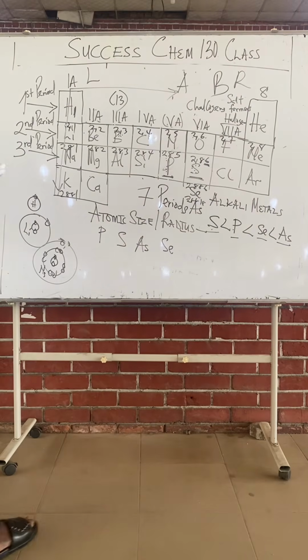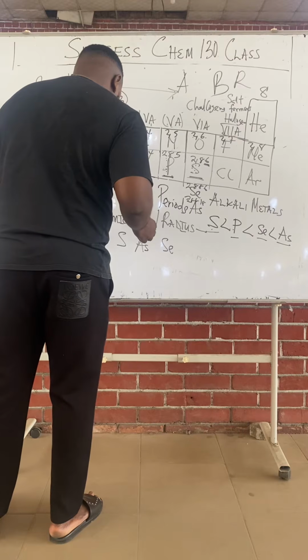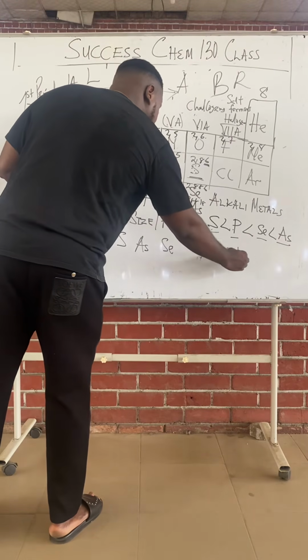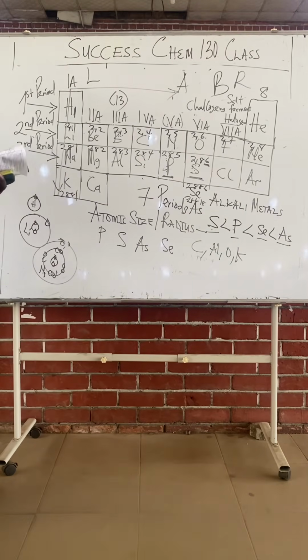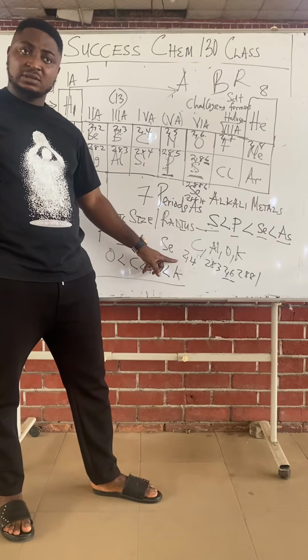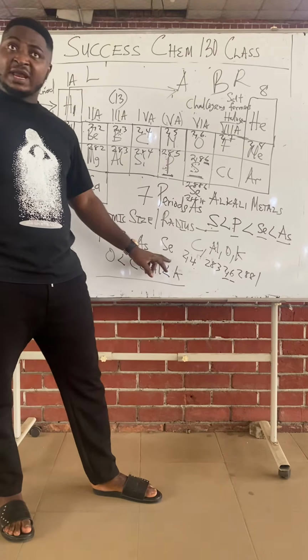Now, arrange the following in order of increasing atomic size. Carbon, aluminium, oxygen, potassium. Let me see if you get it. Carbon, aluminium, oxygen, potassium. Arrange in order of increasing atomic size. More pull here than here. Are you together?